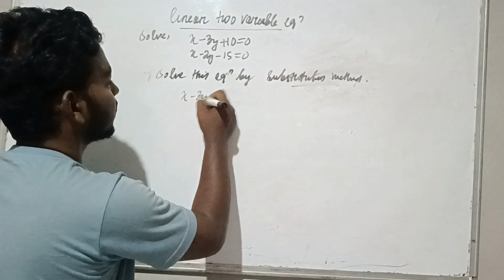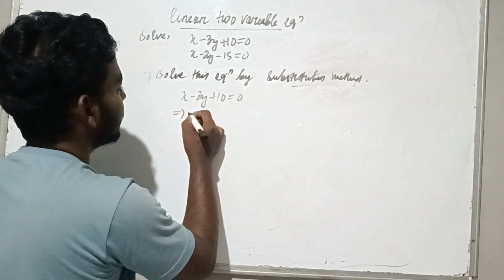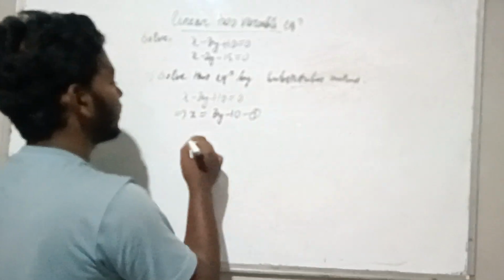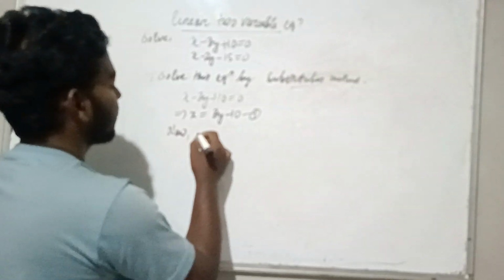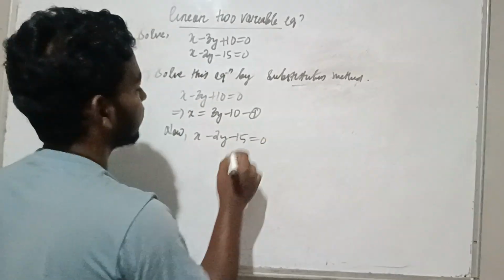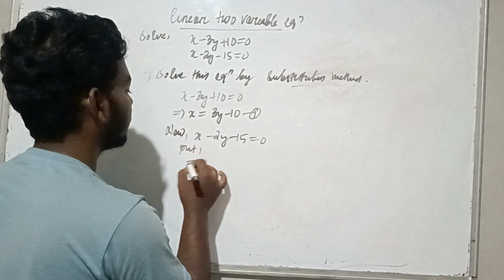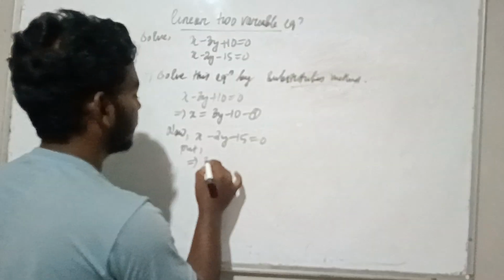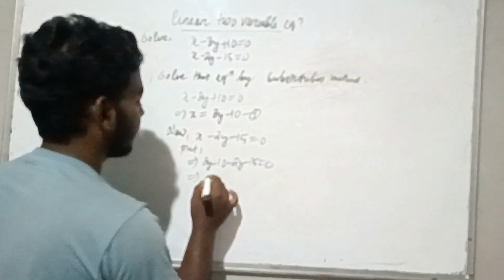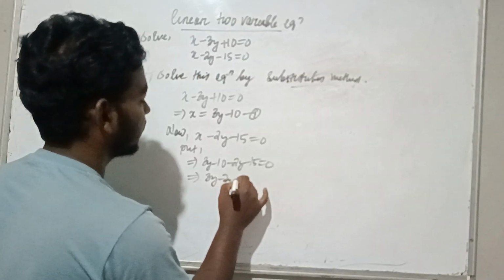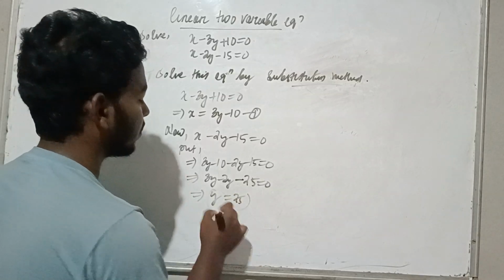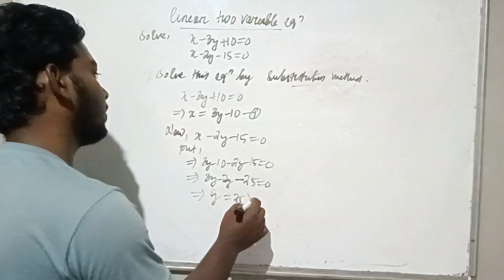Suppose x minus 3y plus 10 equal to 0, then x equal to 3y minus 10. This is the first equation. Now in the second equation, x minus 2y minus 15 equal to 0, put in the value: 3y minus 10 minus 2y minus 15 equal to 0. So 3y minus 2y minus 25 equal to 0, then y equal to 25. This is the solution: y is 25.